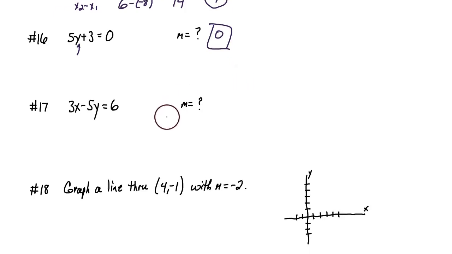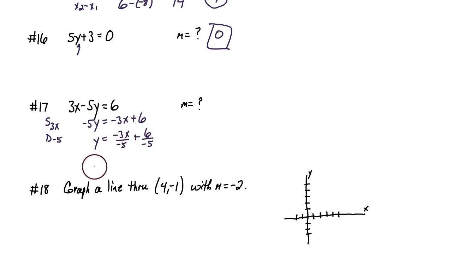Number 17, we want to find the slope of this line. We don't have to graph it first. We can find the slope from the equation. Let's put this in slope-intercept form. Subtract 3x. We get -5y equals -3x plus 6. Now divide by -5. We get y equals -3x over -5 plus 6 over -5. Let's simplify. This is +3/5 x and then minus 6/5. The slope is the 3/5.